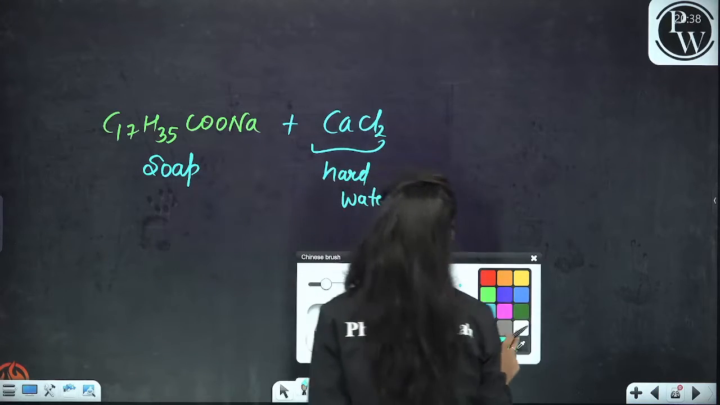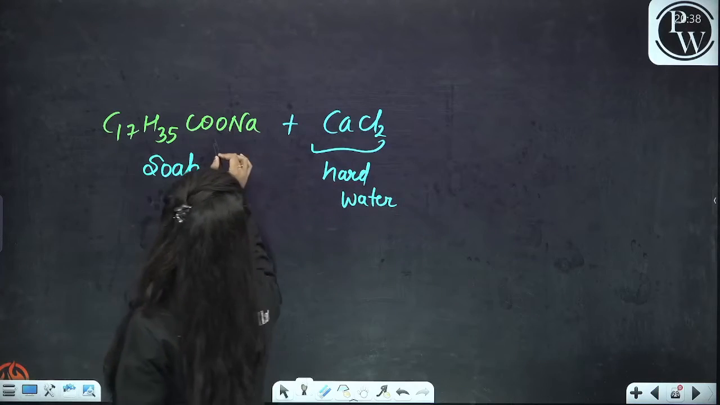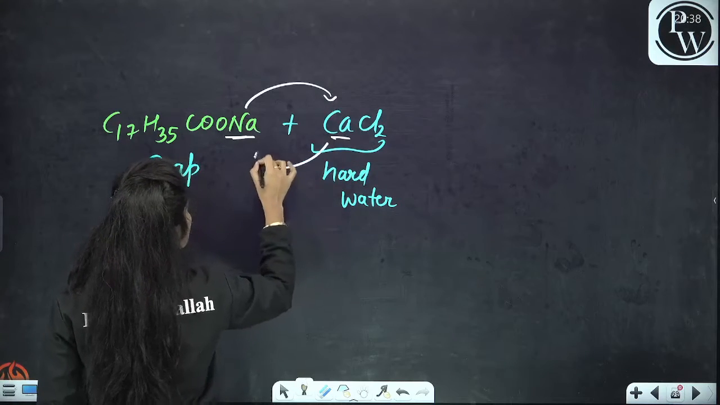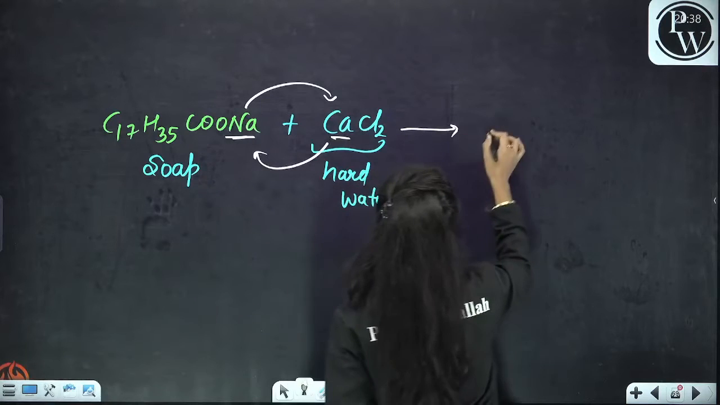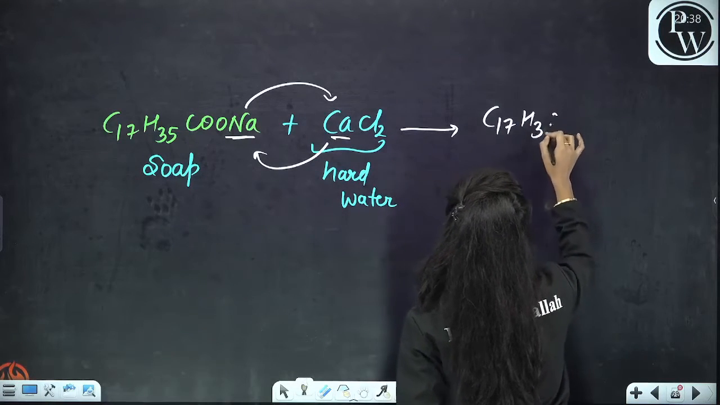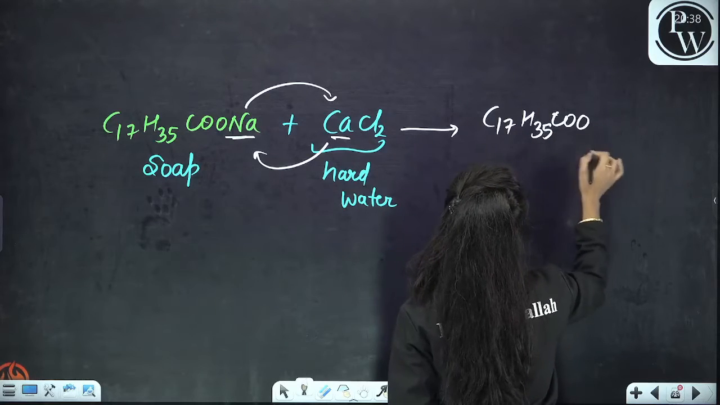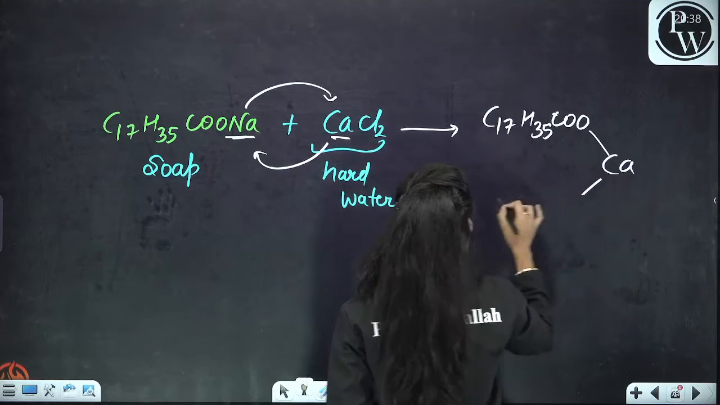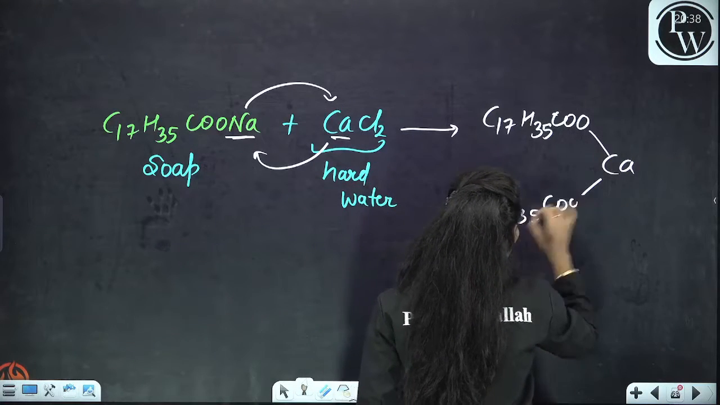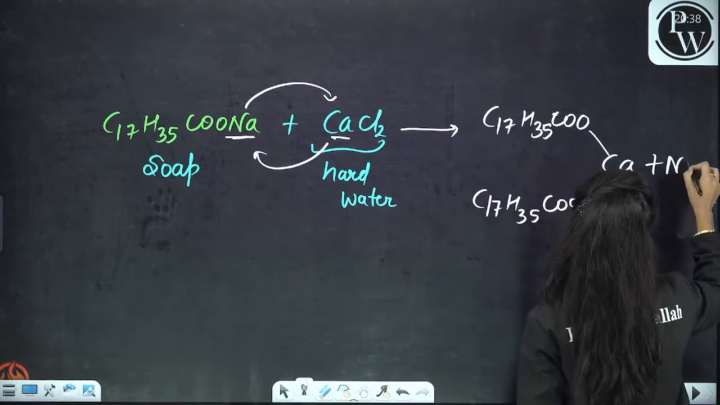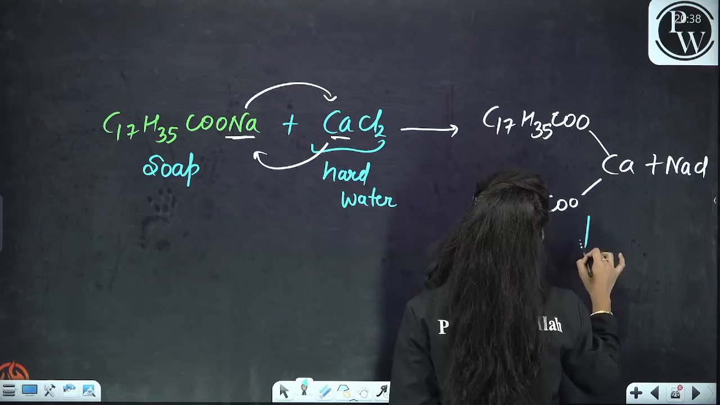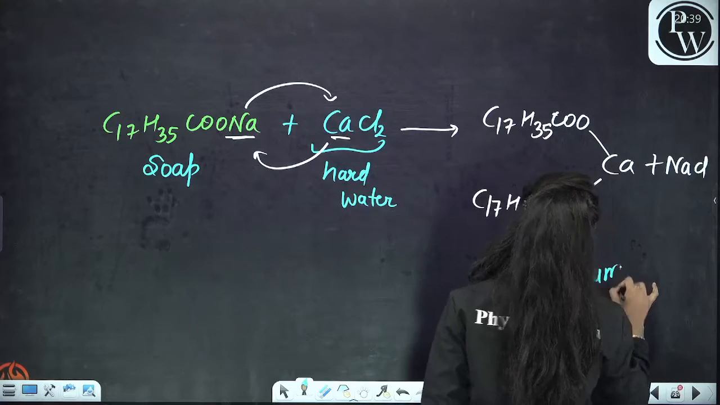Now what will happen? This sodium and calcium will be displaced and it will be forming (C17H35COO)2Ca plus NaCl. So this can be soluble, but this is your scum, which is insoluble.